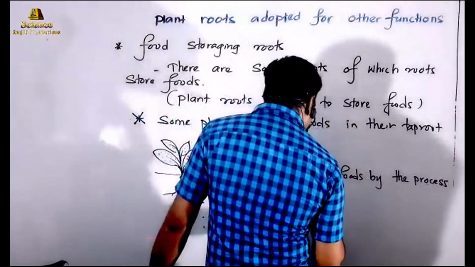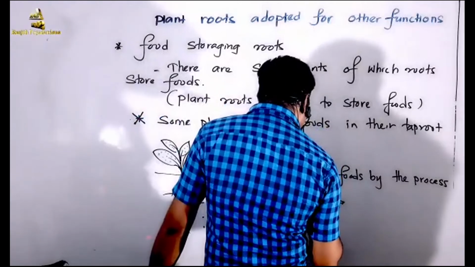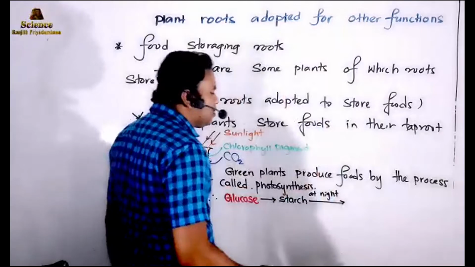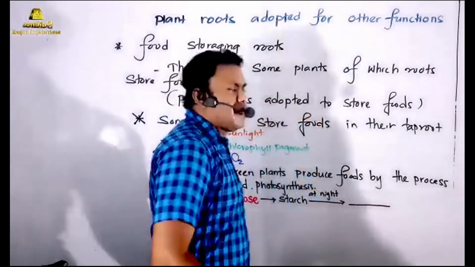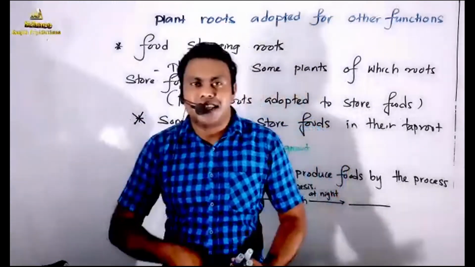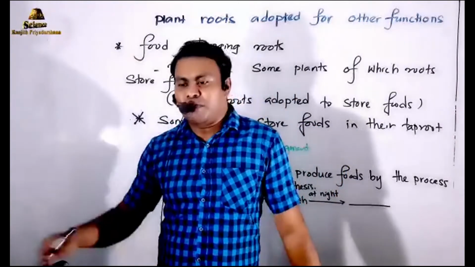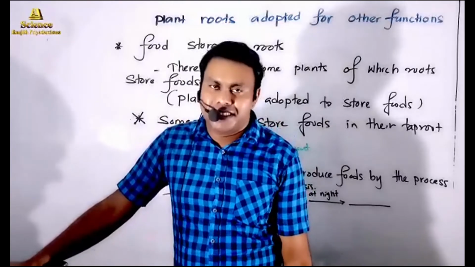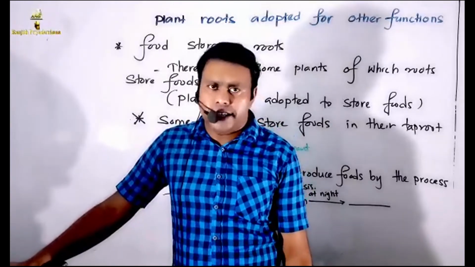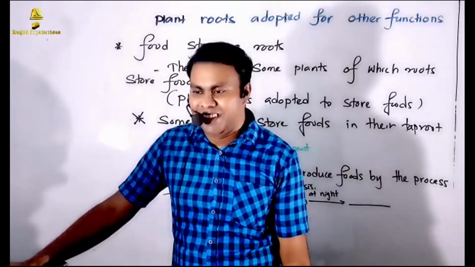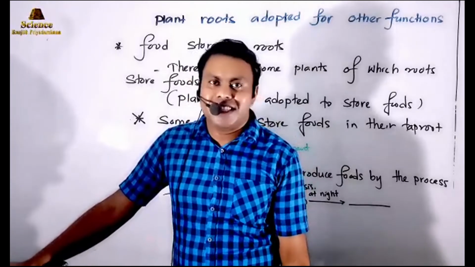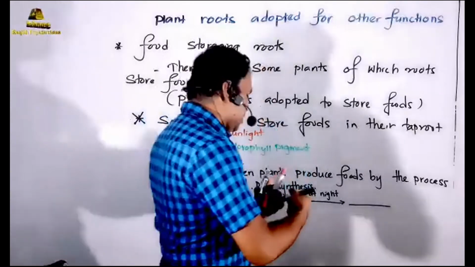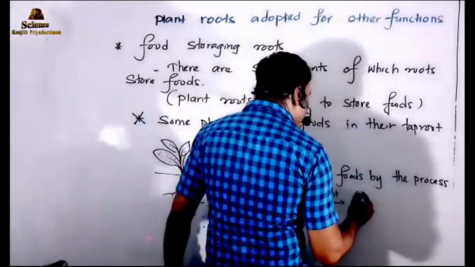At night, what happens? Starch again converts into a special type of sugar. That's a kind of sugar. Okay? You have the sugar bottle at home. There's a special name given for that sugar. So we call that sucrose.